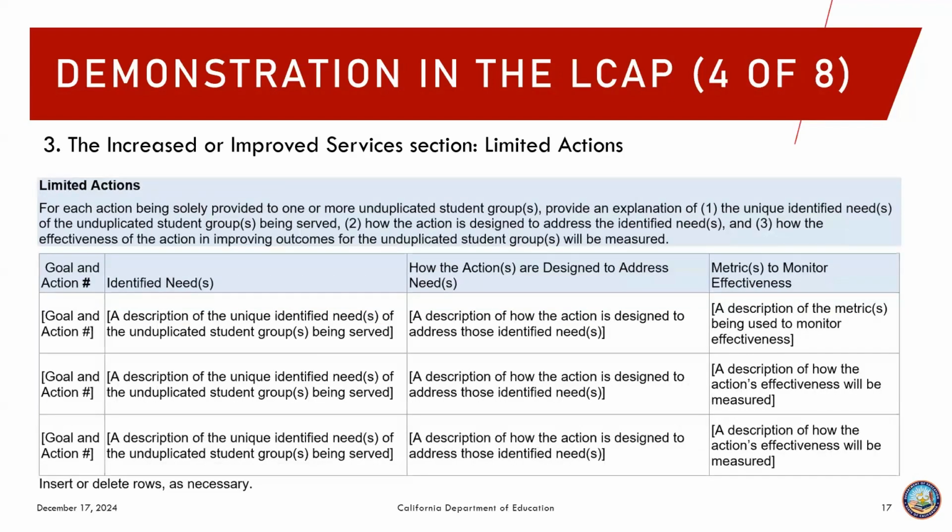Then, continuing in the same section, we've got the limited actions. Limited actions are specific to one or more of the unduplicated student groups. So they're being provided specifically to low-income students, or specifically to English learners, or specifically to our foster youth. It's also worth reminding ourselves that when we're talking about English learners and low-income students, that also includes subgroups of those students. So, for example, low-income students includes homeless students.